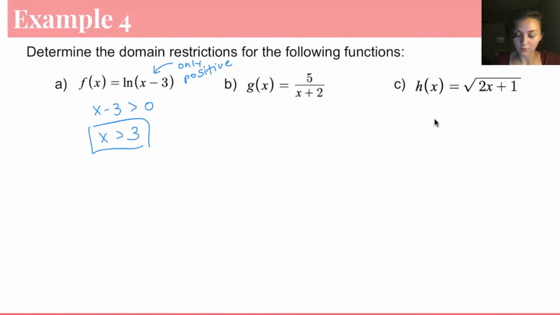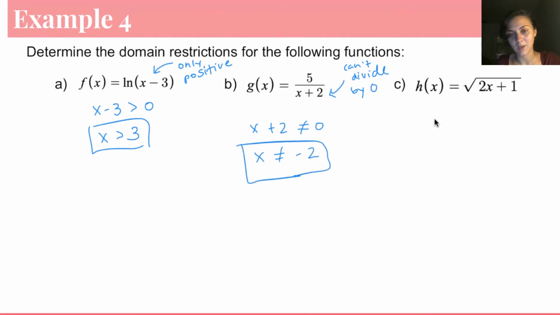For a reciprocal function, remember the denominator cannot equal 0, so you can't divide by 0. So that means x plus 2 cannot equal 0, which means x cannot be negative 2. That is my domain restriction. So it's all real numbers except x cannot equal negative 2.